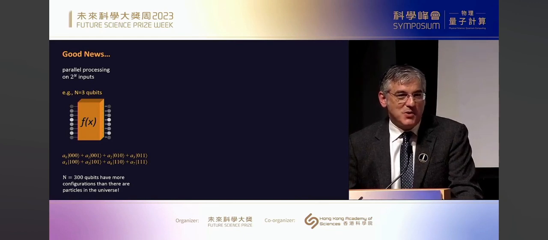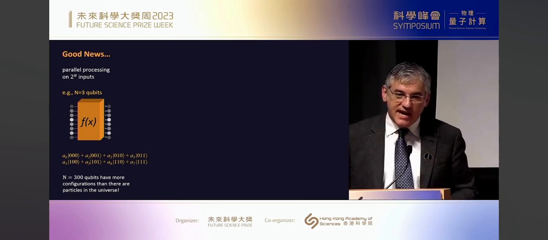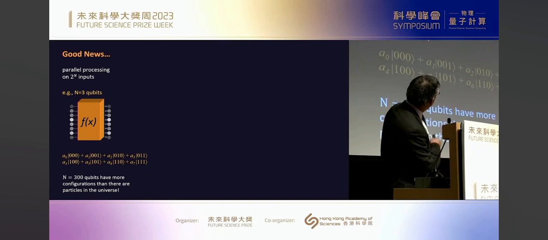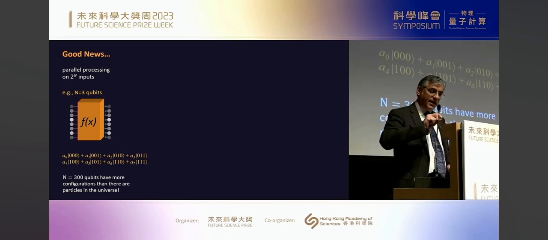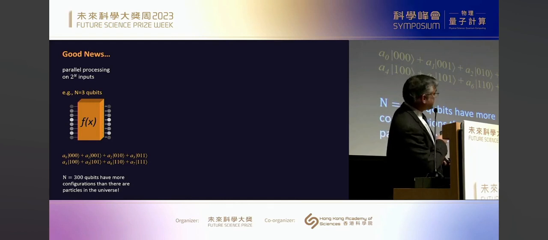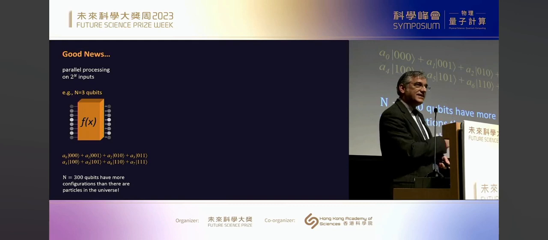That's not hype. It doesn't mean we're going to have a quantum computer that does something like that, but we're going to have to use this if we want to tackle really difficult problems. So this is the good news, and I've tried to indicate in this block diagram how a black box might be able to compute 8 things at once, and you produce 8 answers.